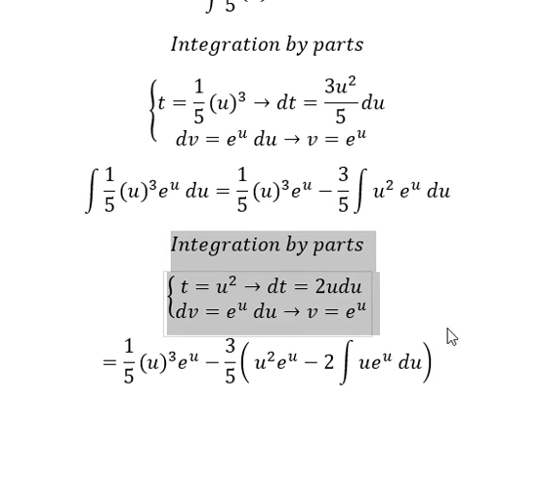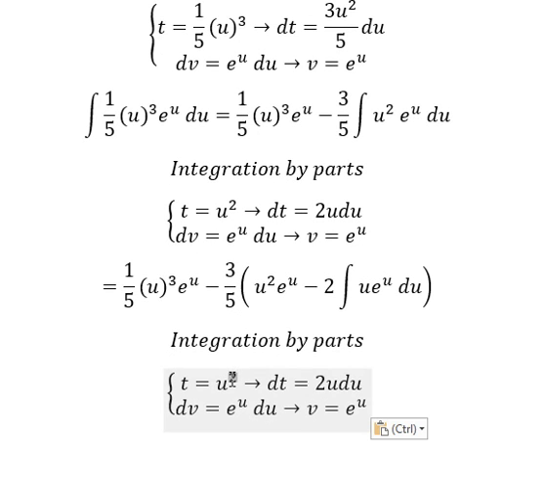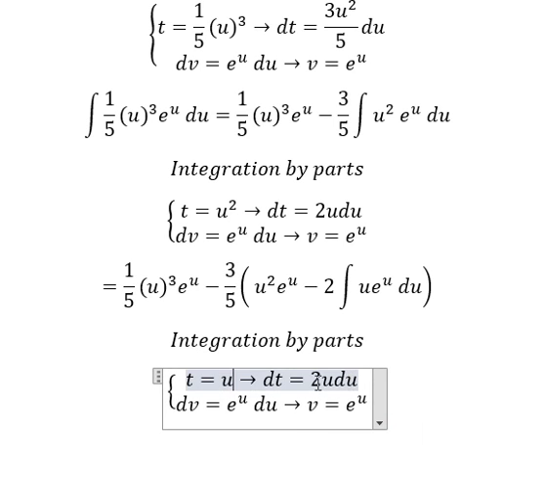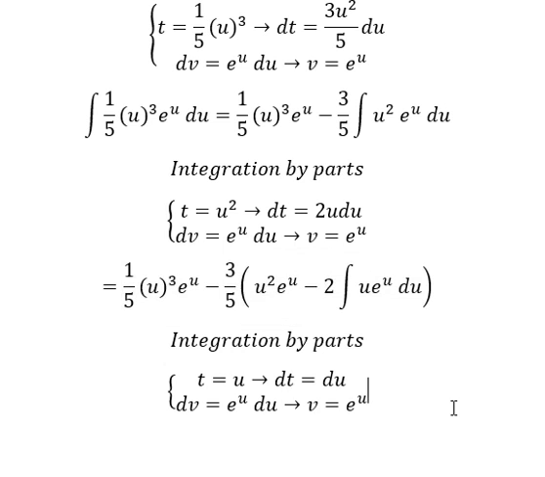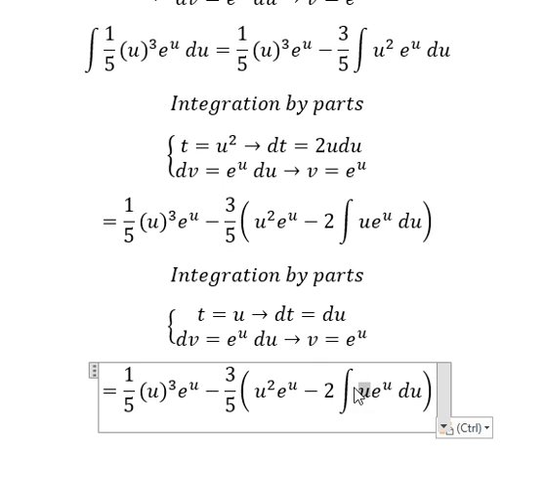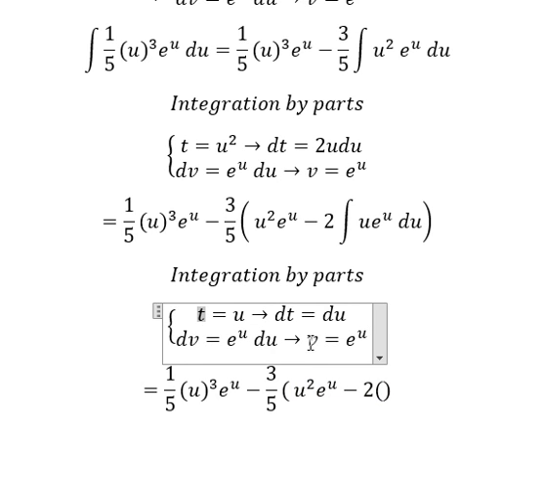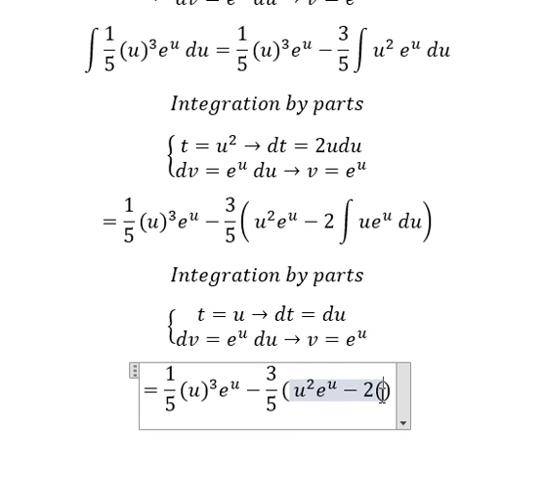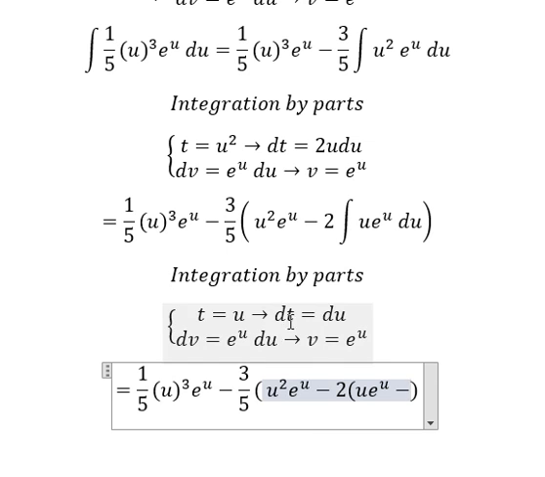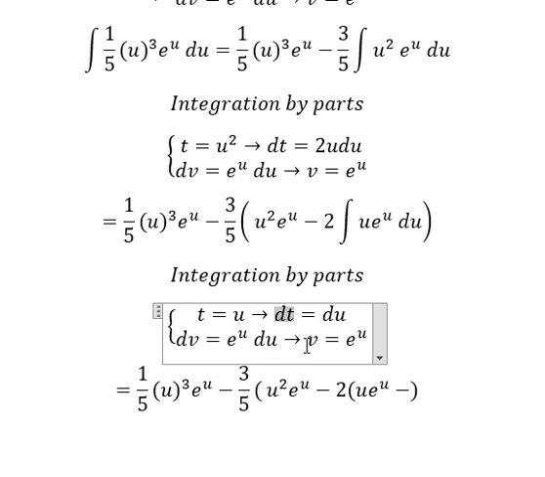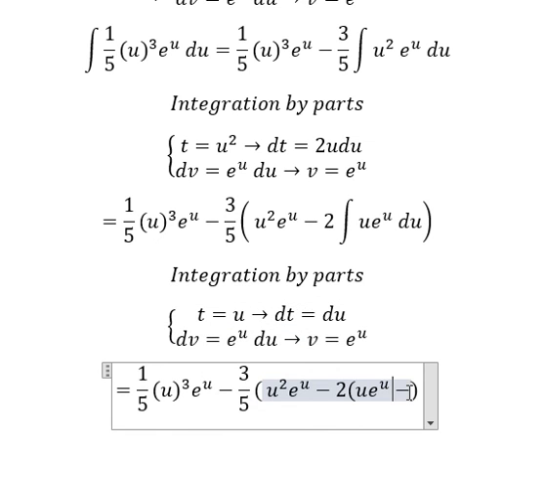And now we can use integration by parts again. So this one we have u, and this one we just have du. So we have t multiplied by v, minus dt multiplied by v. So we have the integration of e to the power of u du.